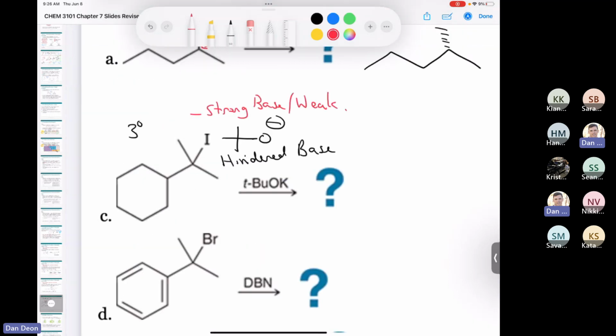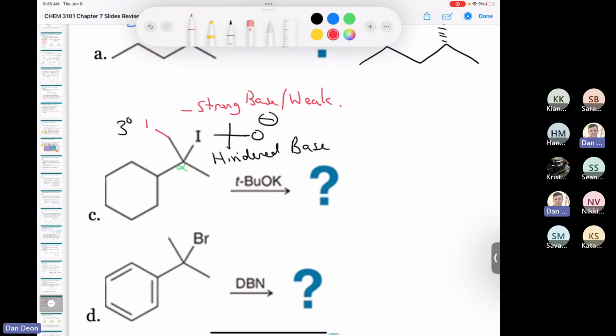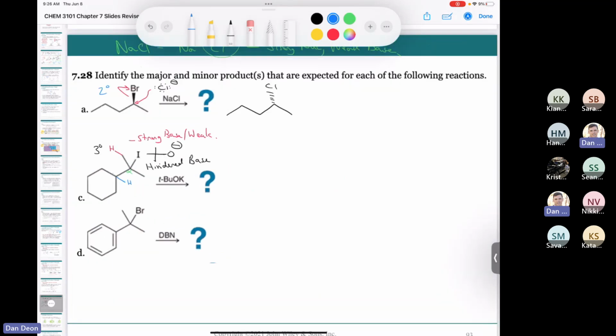And now we have two types of beta protons here, right? If this is our alpha carbon here, we have the red protons on the methyl groups, but then we also have this as a beta proton here. So if we were to pluck off the proton in red, we would end up with this product, like this. And then if we pulled off the proton in blue, we would end up with something that looks like this.